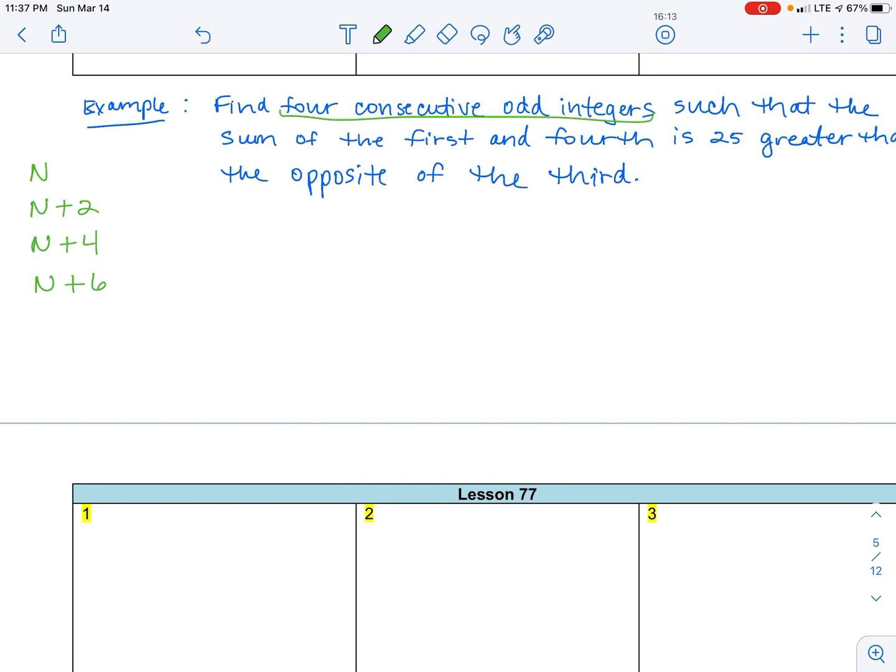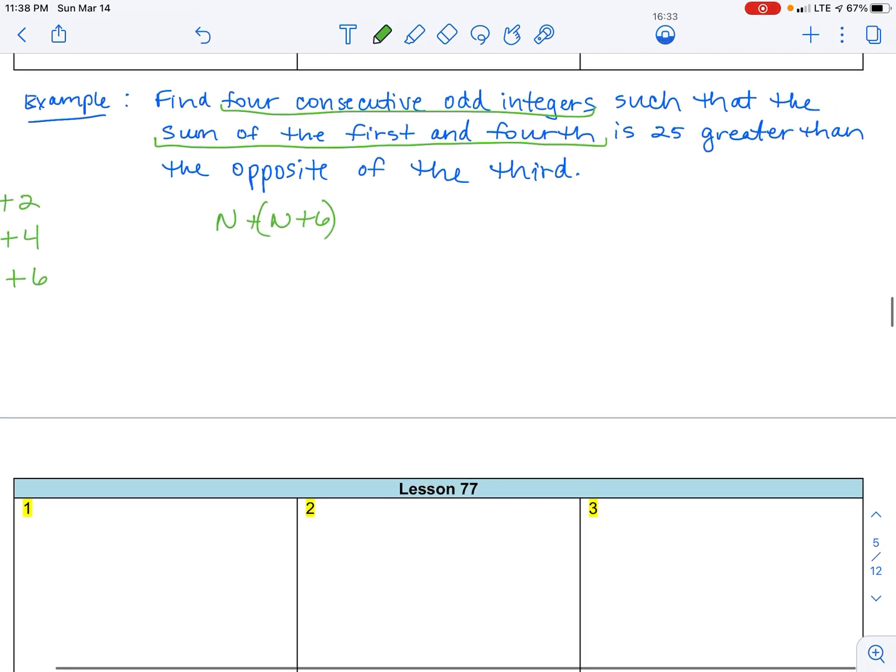Such that the sum, right here we're focusing on the sum of the first and the fourth. Our first is n, and our fourth is n plus 6, and it's the sum. We're adding those 2 numbers together. So n plus n plus 6, right? This would normally be in parentheses if you wanted it to look that way. We're going to drop them off when we solve, though. Is, which is always our equal sign, 25 greater than what? So we know that it's going to be plus 25 at the end over here because it's 25 greater than whatever is going to go right in that spot.